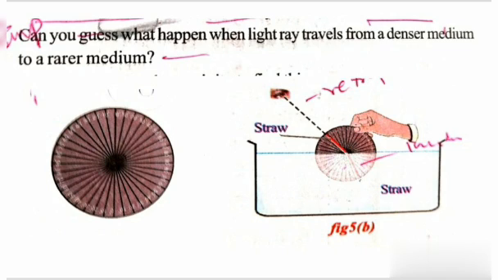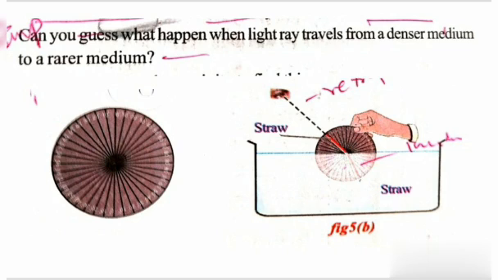From the top of the vessel, try to view the straw which is inside the water as shown in figure 5b. Then adjust the other straw which is outside the water until both the straws appear to be in a single straight line.